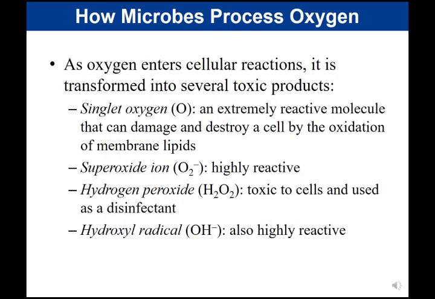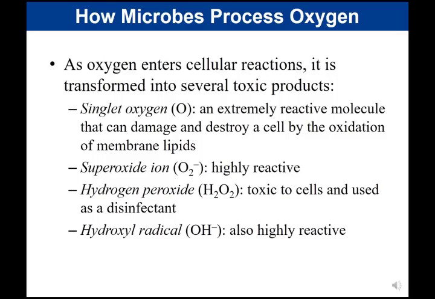Now, as oxygen enters into cellular reactions, it's transformed into several toxic products. So again, when O2 acts as that final electron acceptor, it can form these toxic reactive oxygen species. The first form is going to be our singlet oxygen. This is an extremely reactive molecule, and it can damage and destroy a cell by the oxidation of membrane lipids. So this is not stable in the cell.